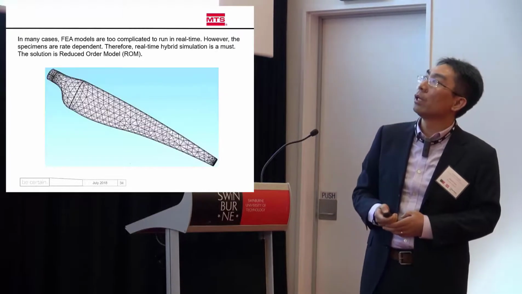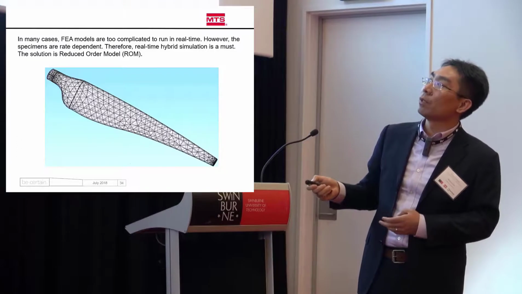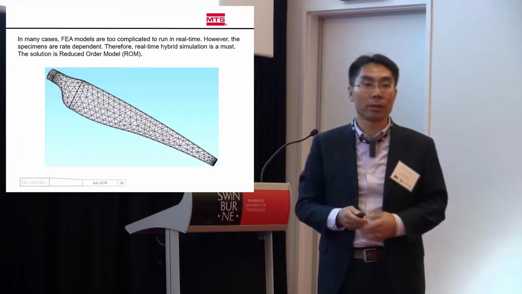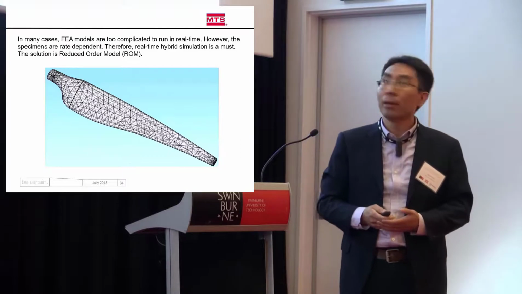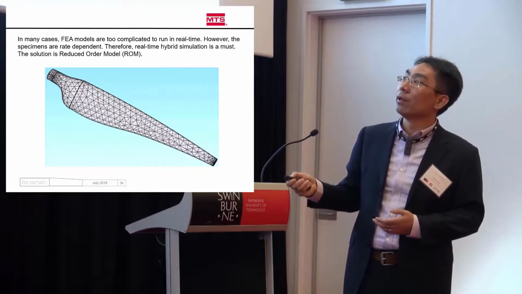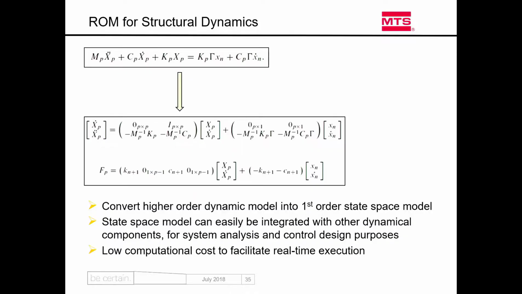I will be quick. In many cases, the FEA model is just too complicated, and you can never run it in real time. So how can we do that? If we still need to test something in real time, one thing we can do is construct a reduced order model for that.